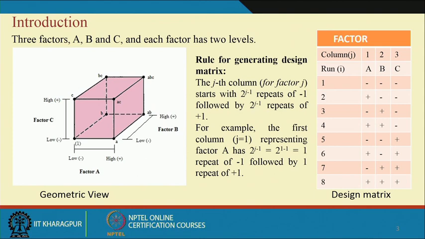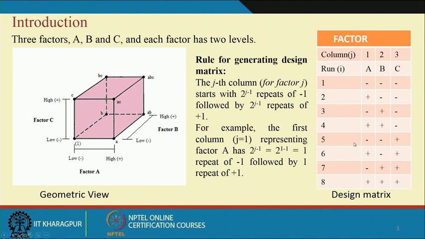This is a very important slide. When we have three factors, each at two levels, you will get a cube-like demonstration, the geometric view, which will become a cube. And from here, how you get the design matrix A, B, C, that I will discuss first.